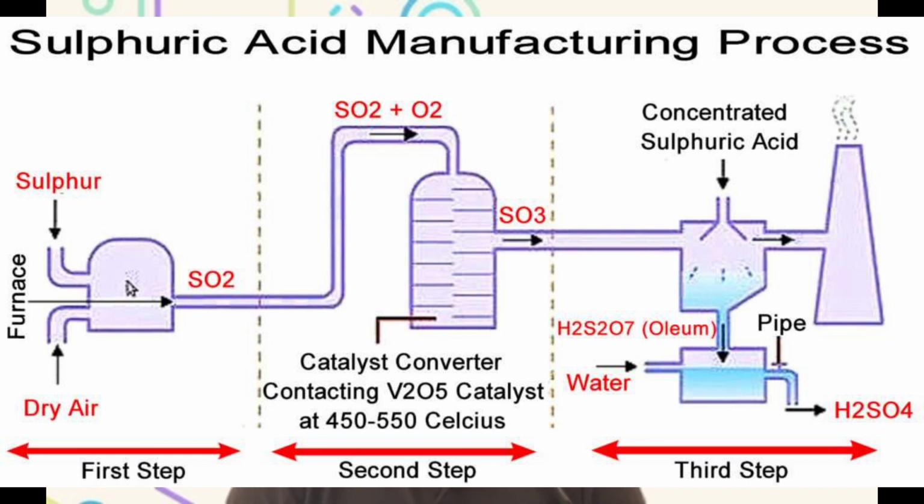When sulfur trioxide is dissolved in concentrated sulfuric acid, oleum is formed, which is H2S2O7. This is then diluted with water in order to get sulfuric acid back. This added water increases the overall volume of the acid.